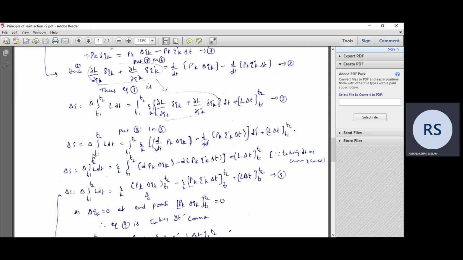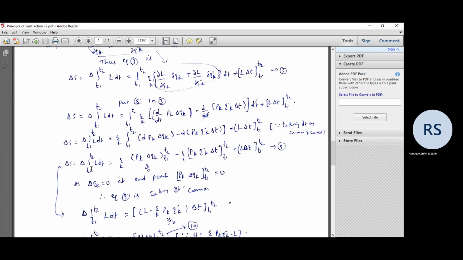So we will obtain δS equals δ integration t1 to t2 of L dt equals integration t1 to t2, rewriting here d/dt of pk δqk minus d/dt of pk qk dot δt, plus L δt, dt. Let us take dt common in the denominator and cancel dt in numerator and denominator. So we obtain sigma k integration t1 to t2 of d(pk δqk) minus d(pk qk dot δt) plus L δt in limits t1 to t2.